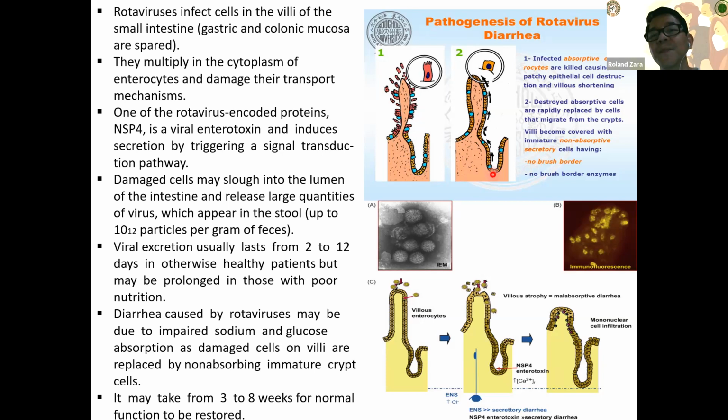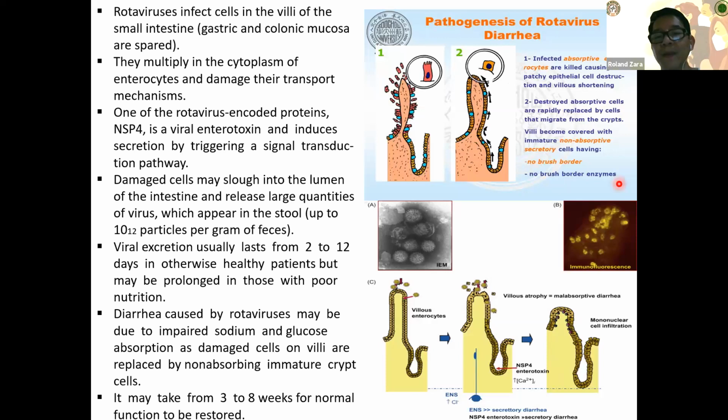Okay? So, wala diyan, din mo yan. So, ito yung mga creep, okay, creep cells. But these creep cells are still immature. Okay? They are still immature such that they still cannot absorb fluids and electrolytes. So, these are your cryptic cells, okay, coming from the cryptic cells, and these are your immature, non-absorptive secretory cells. Okay, so there is still no brush border and no brush border enzymes.